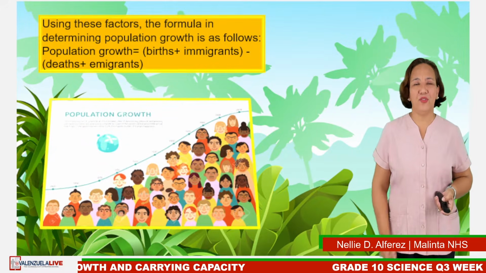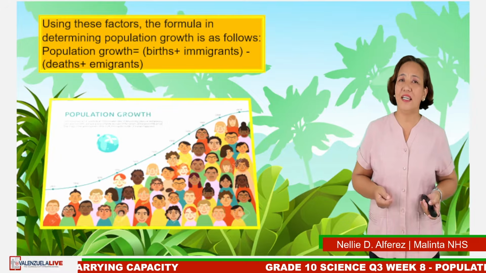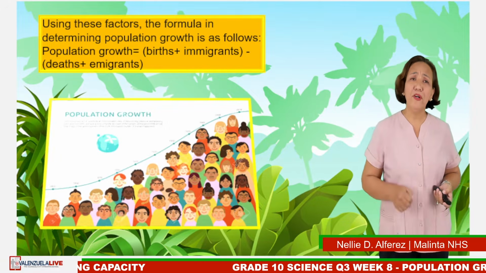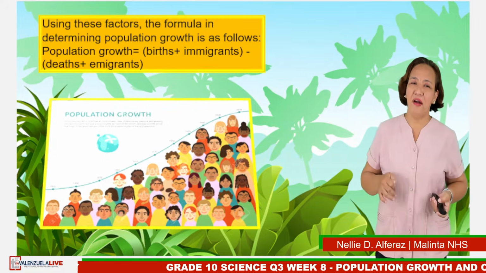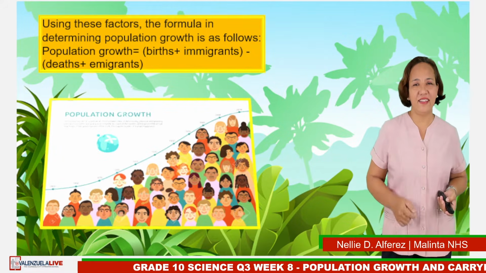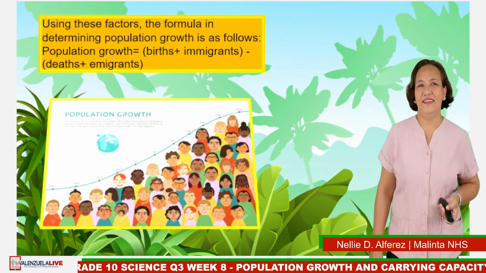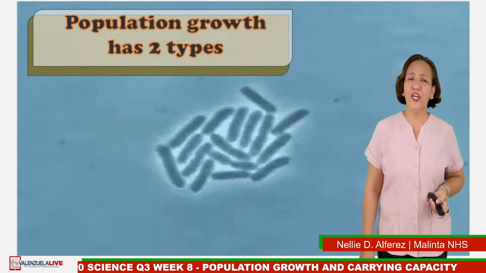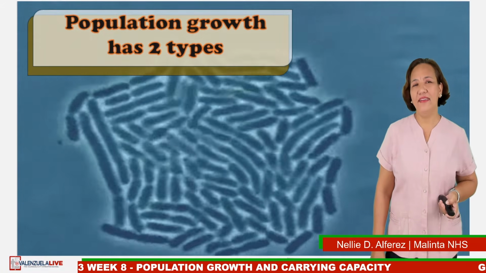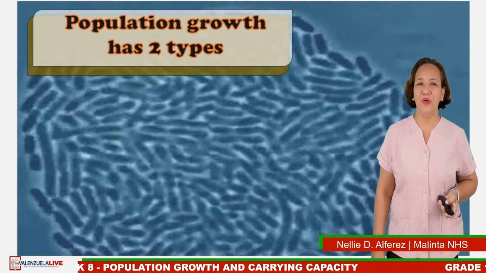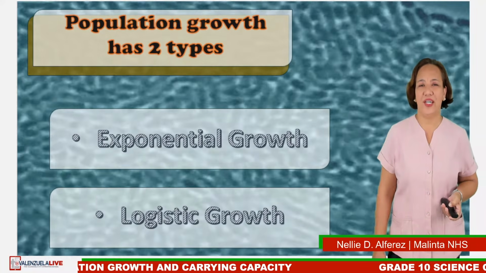Using these factors, the formula in determining the population growth is as follows. Population growth is equal to birth plus immigrants minus death and emigrants. Population growth has two types. One is exponential growth and the other one is logistic growth.